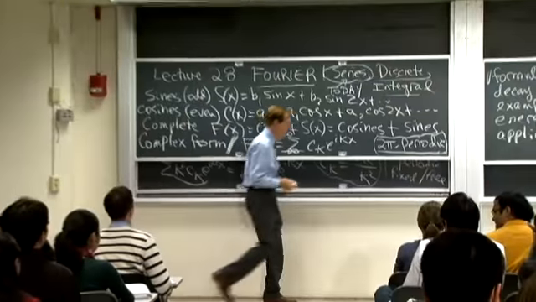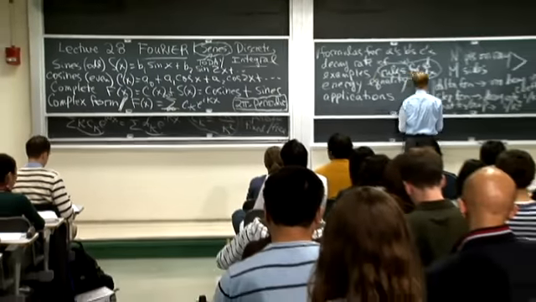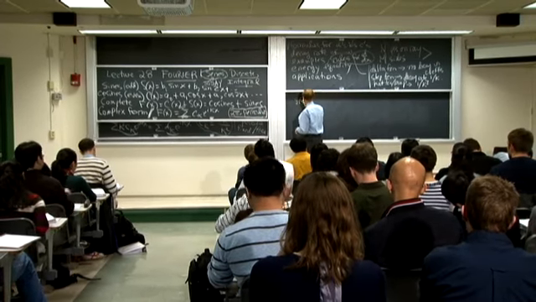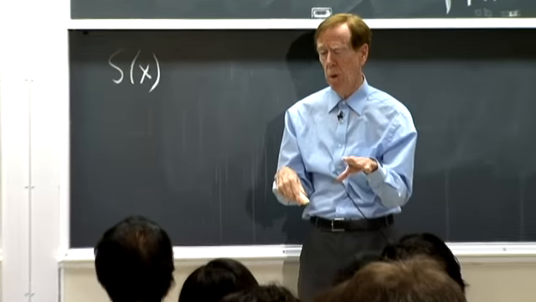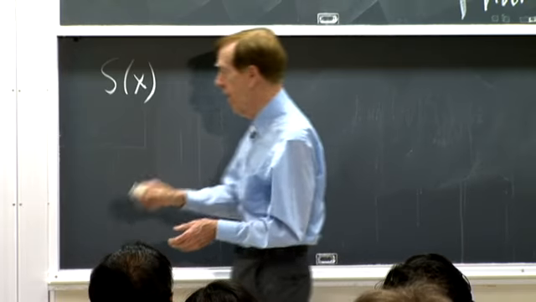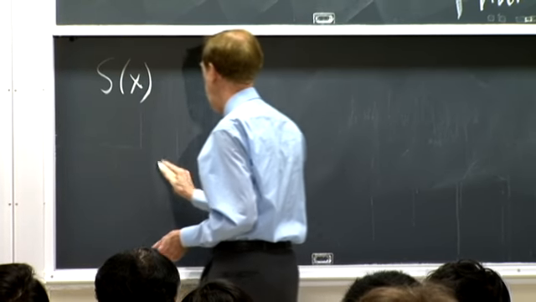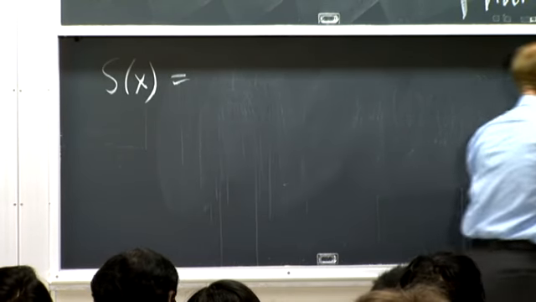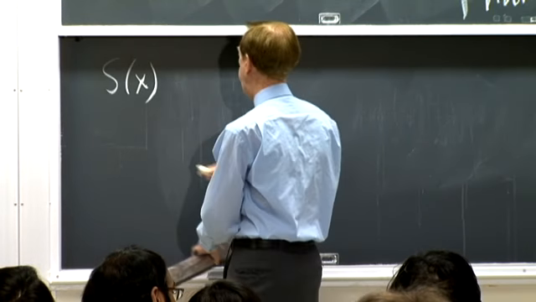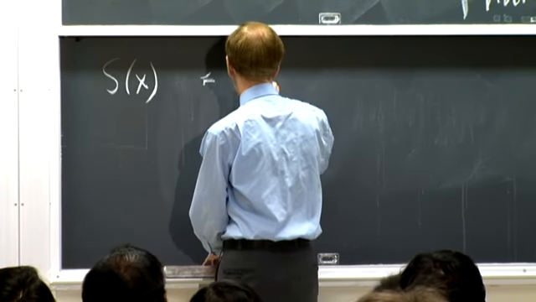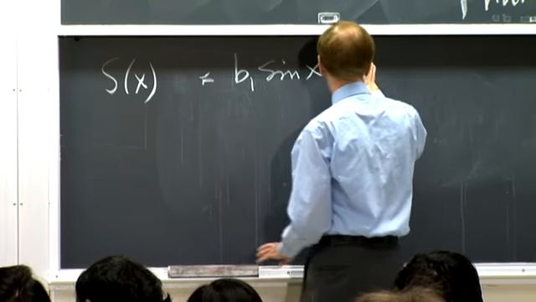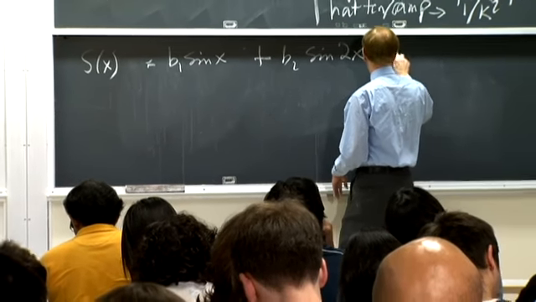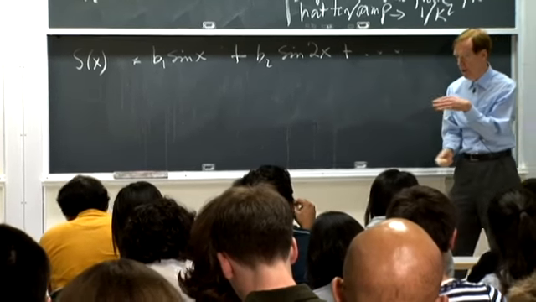Let me take an example. A particular s of x. The most important, interesting function, s of x. I want it to be an odd function so that it will have only sines. So let me just graph, and I should have period 2 pi. Here it's going to have coefficients, and I use b for sines. So it's going to have b1 sine x and b2 sine 2x and so on. And so it's got a whole infinity of coefficients.